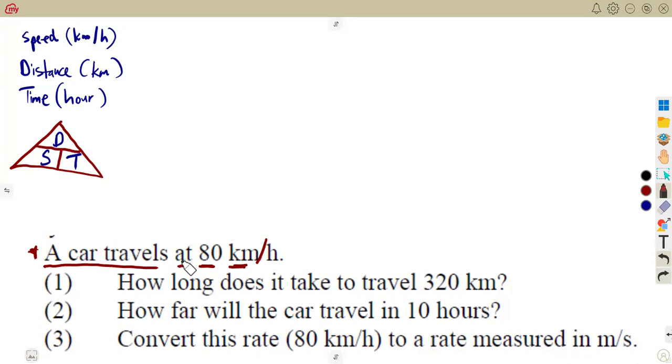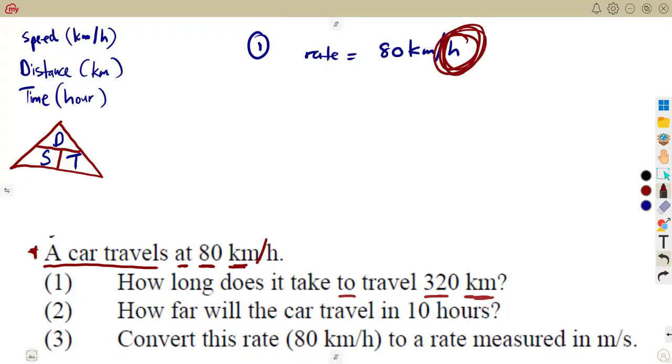They are saying a car travels at 80 kilometers per hour. How long does it take to travel 320 kilometers? Answering this question, we've got different ways. Remember, this is the rate that we are given there, 80 kilometers per hour, each and every hour. The rate is stating that it is 80 kilometers per hour, which is the speed. Guys, I said per, it means each and every hour.